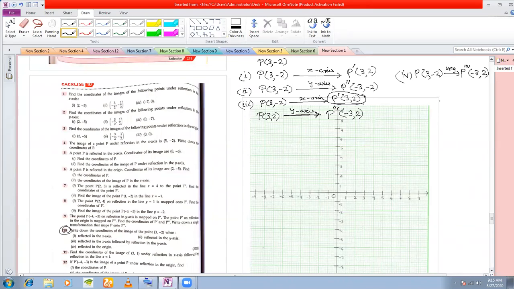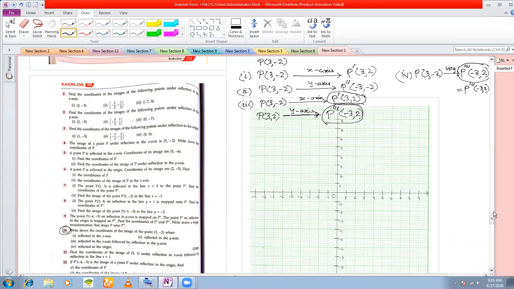What do you see? This P triple dashed (-3, 2) is the same as P quadruple dashed. So you can write here P triple dashed (-3, 2). So that is how you do it.